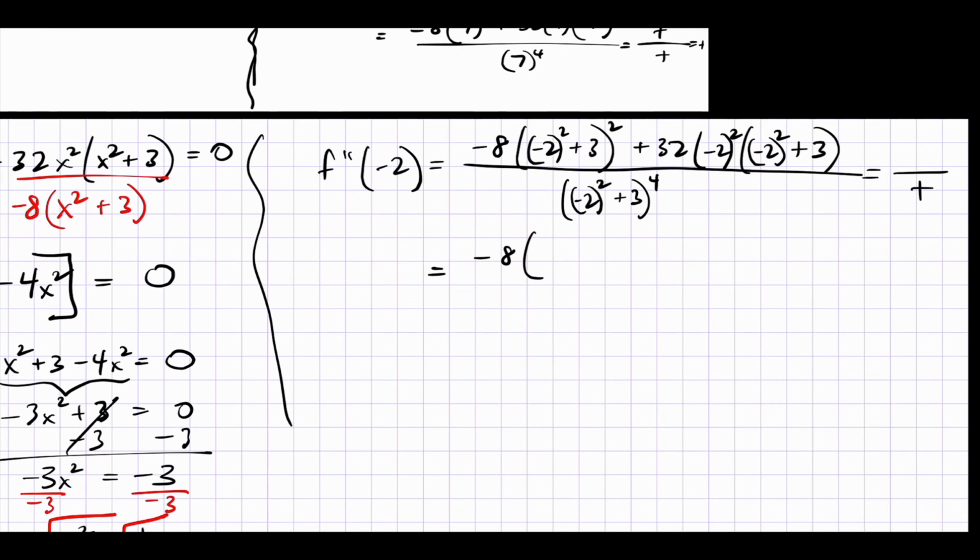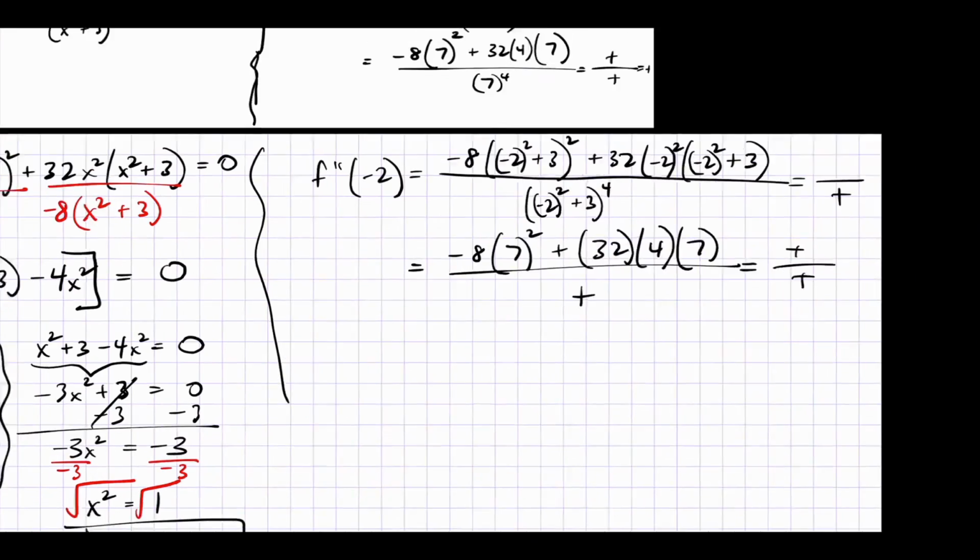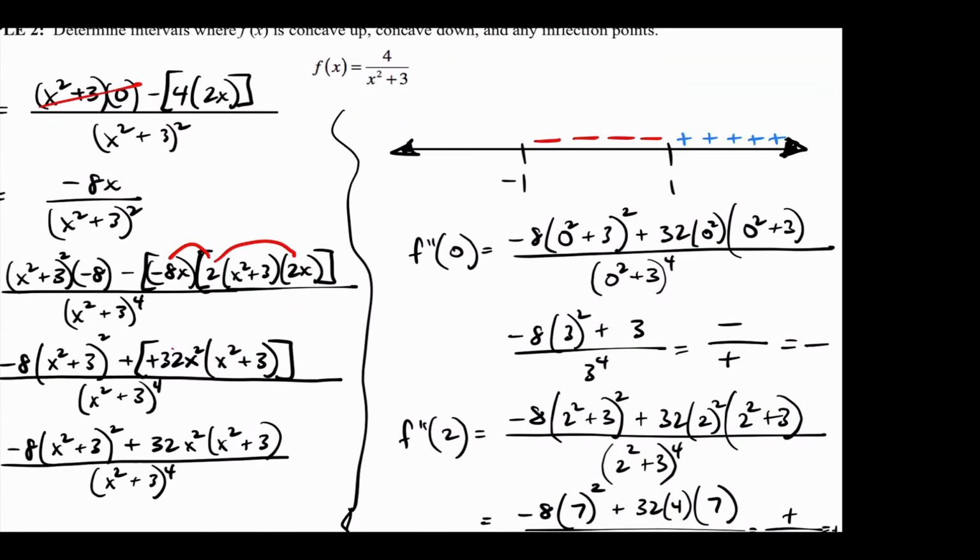-8, -2 squared is 4. So it's going to be -8 times 7 squared again. 32 times +4 times 7 over a positive number. So it's the same type of problem we had last time, right? So that we said it's going to be positive over positive. Okay.